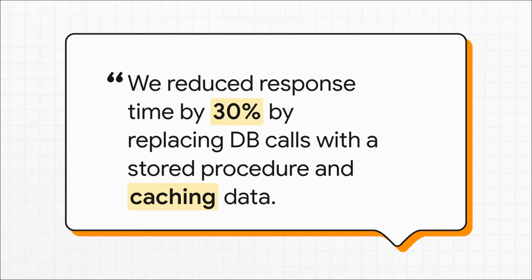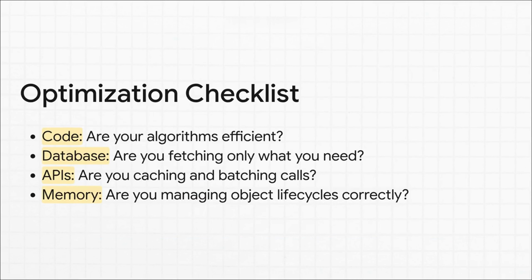And how? Simply by swapping out a bunch of separate database calls with a single stored procedure, and then caching their static data. This is all the proof you need that these techniques get real, measurable results. So, what's the big takeaway here? Well, here is your new optimization checklist.